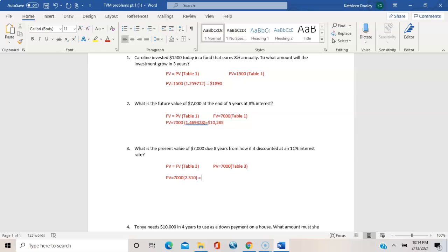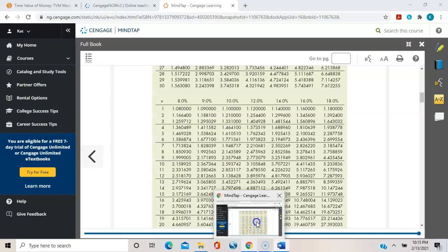So we're going to take 7,000 times 2.310, and that's 16,170. Oops, I'm sorry, that is wrong. You should always ask yourself when you're doing this: if the present value number that you get is more than the future value, something is wrong. That's what I noticed. I said, what? Present value is 16,000 and the future value is 7,000? That's wrong.